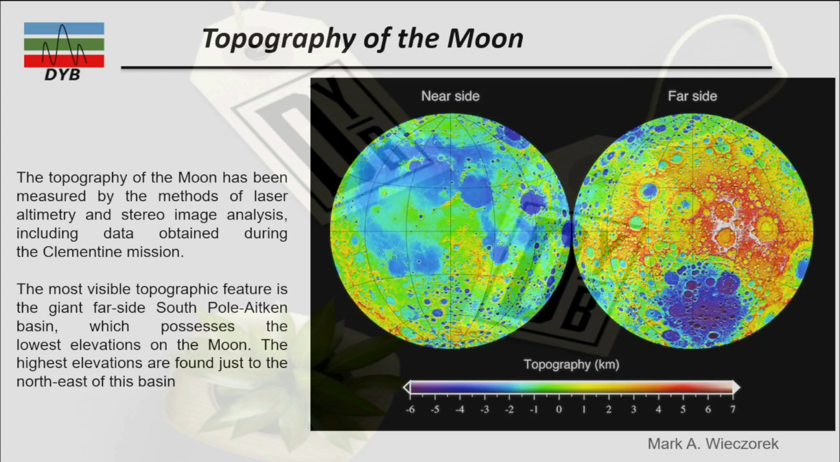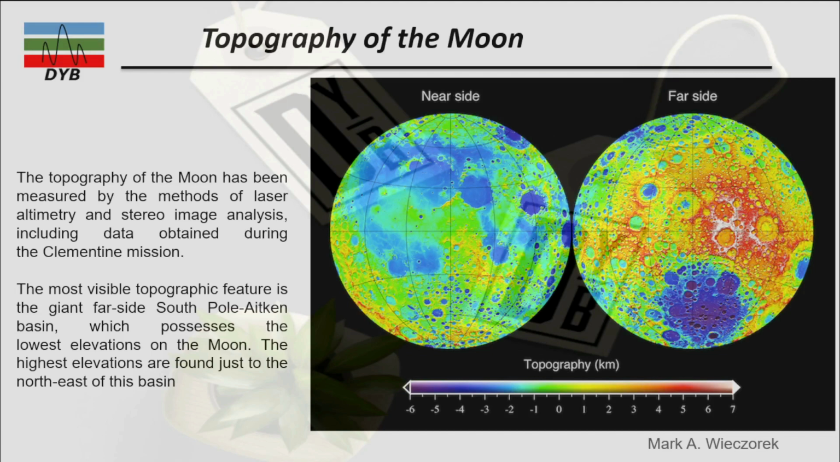Also we look at the topography of the moon. You may be thinking whether the surface of the moon is flat, or whether the topography is high and low. The topography of the moon has been measured by methods of laser altimetry and stereo image analysis, including the data obtained during the Selenology missions, which is actually the Apollo mission as well. The most visible topographic feature is the giant far side South Pole-Aitken Basin, which is the largest crater on the surface of the moon.